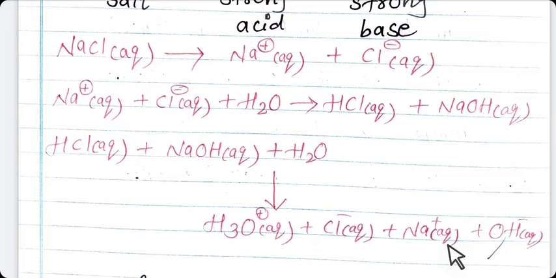So always remember, a salt of a strong acid and a strong base does not undergo hydrolysis because the reactant and products are the same. Na+ and Cl- ions do not react with water. So no hydrolysis is carried out for these types of salt.